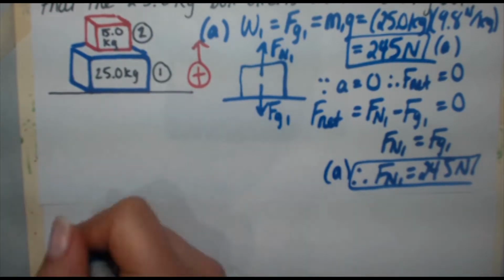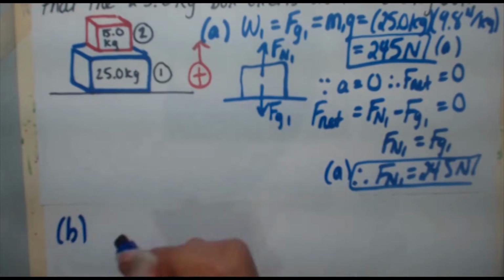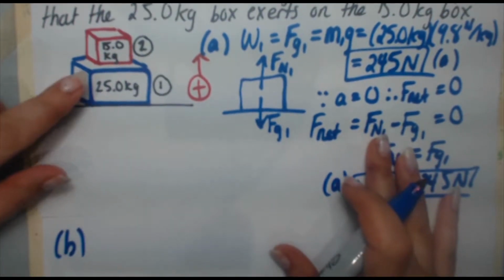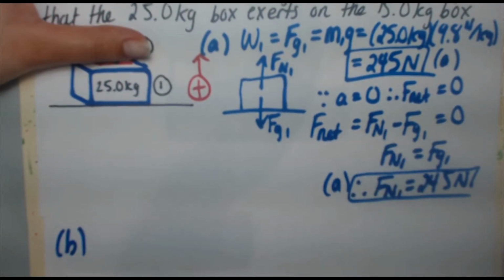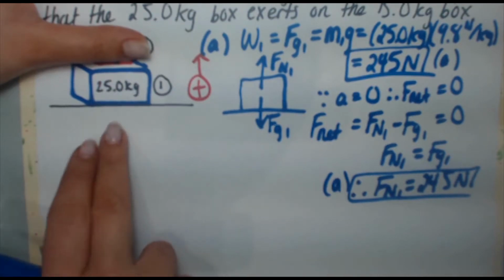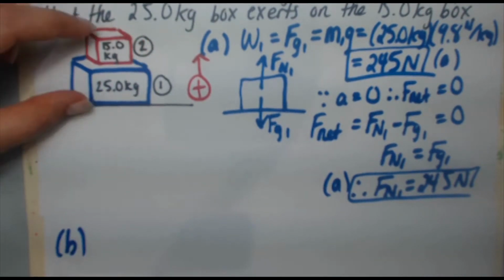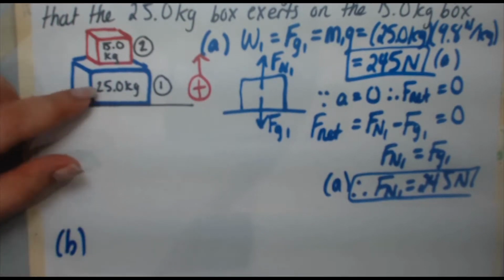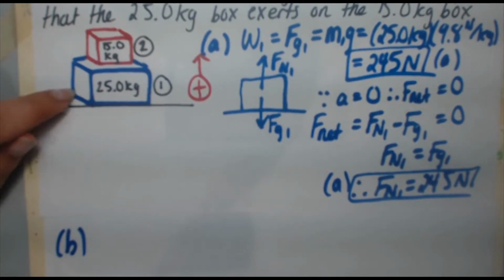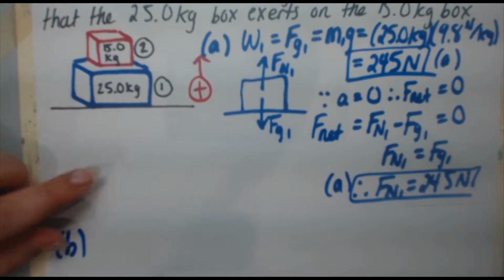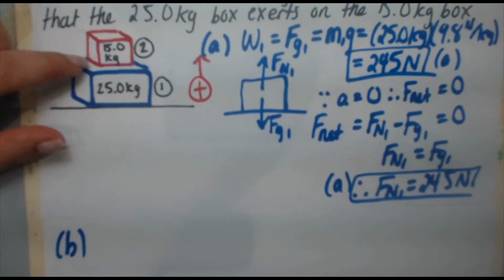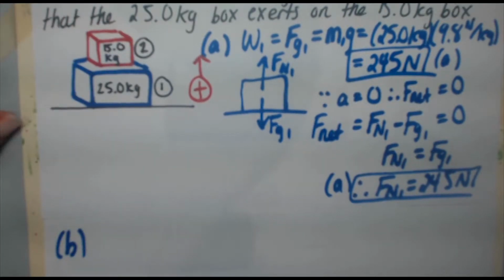Okay, so you have to really think this out logically. Originally we just had the 25 kilogram box, its weight was pushing down, and the table was pushing back up on this weight. Now you've got another weight put on top of it. So now the table is being pushed down with a total combined mass of 40 kilograms, so it's going to push back up with a force equal to the 40 kilograms times acceleration due to gravity.